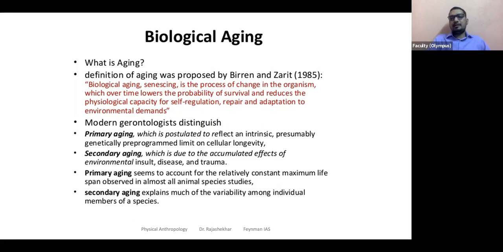So primary aging is a phenomenon connected mostly to the intrinsic factors because of the pre-programmed nature of our body, whereas secondary aging refers to the other problems. So environmental issues, how the environment treats us, because pollution can affect our lifespan, diseases can affect our lifespan, right? So this is referred to as the secondary aging process when we are considering extrinsic factors like environment, disease, etc. It is called secondary aging.